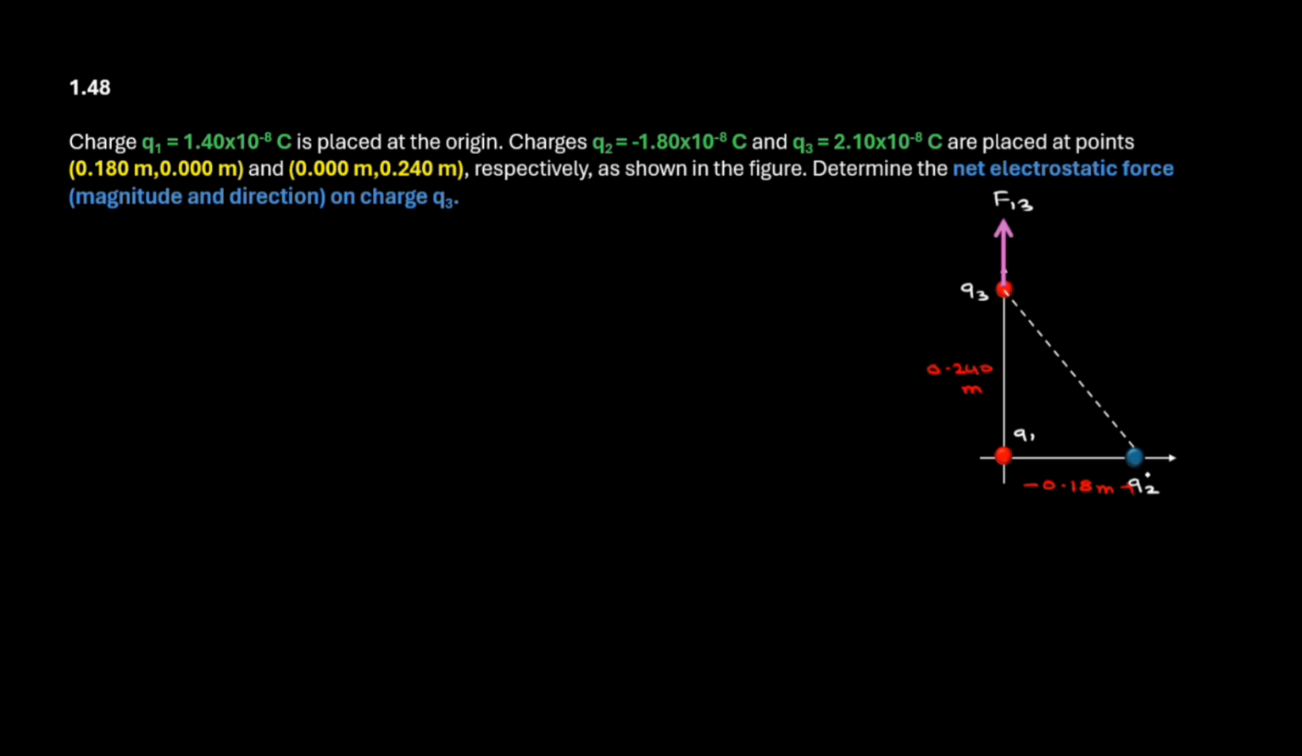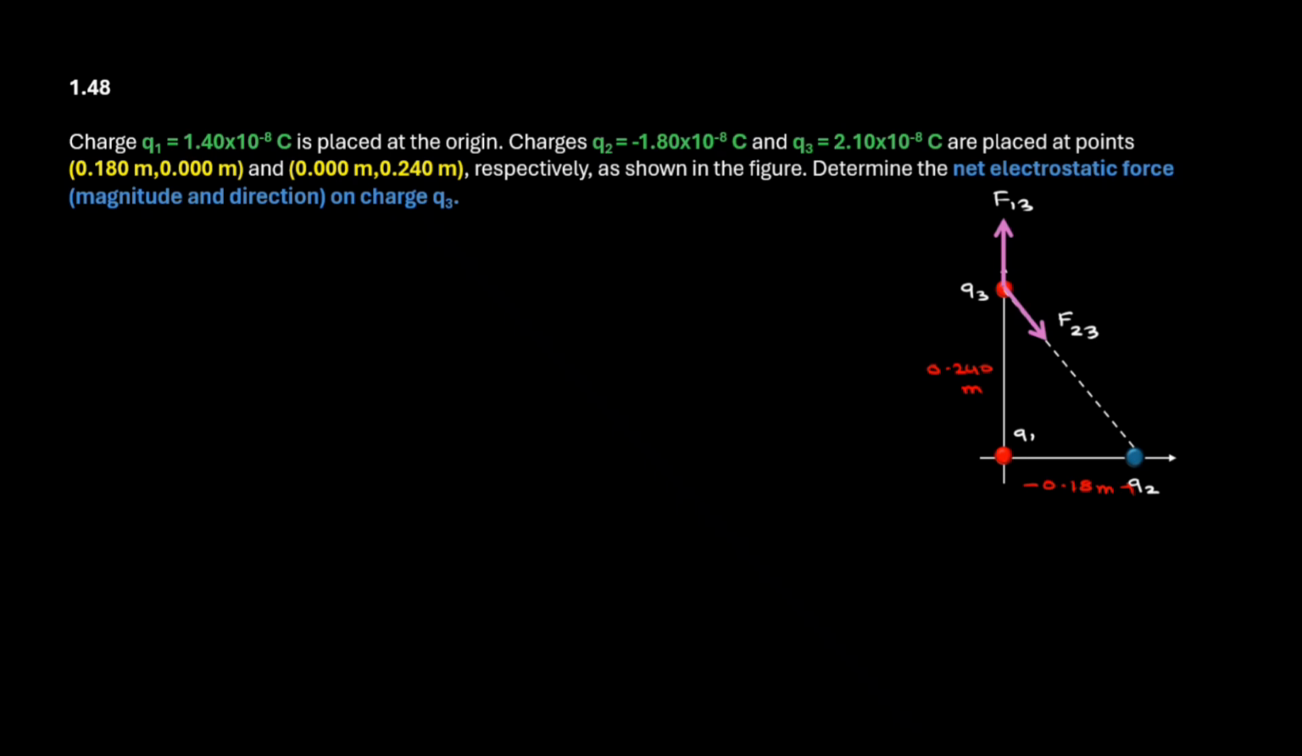Q2, on the other hand, is a negative charge. So it will attract Q3 towards itself. So the force on charge Q3 because of Q2 will lie along the line joining them and point towards Q2, because they are opposite charges and Q2 will pull Q3 towards itself. So we can write this force as F23.